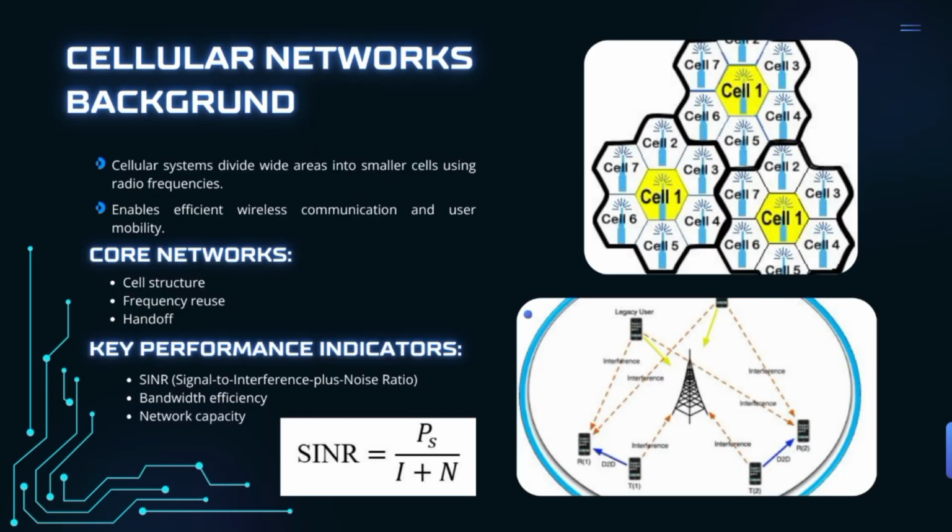Cellular networks are designed to divide large geographical areas into smaller cells, each served by a base station. This structure allows millions of users to connect wirelessly without interference. Communication quality is measured using parameters like SINR, signal to interference plus noise ratio, which tells how strong the signal is compared to the interference and noise. The higher the SINR, the clearer the connection. In essence, cellular systems make large-scale mobile communication possible by reusing frequencies efficiently and managing user mobility through handoff processes.